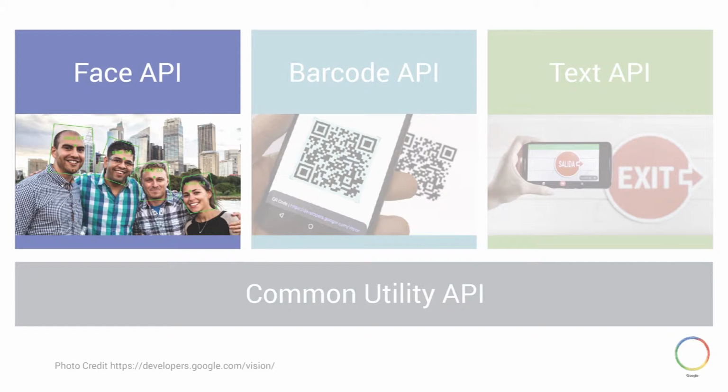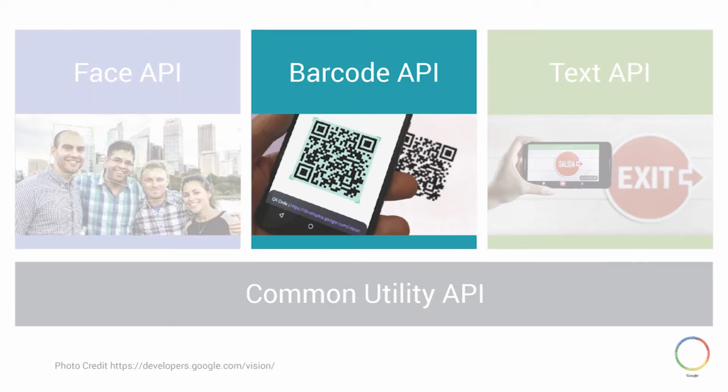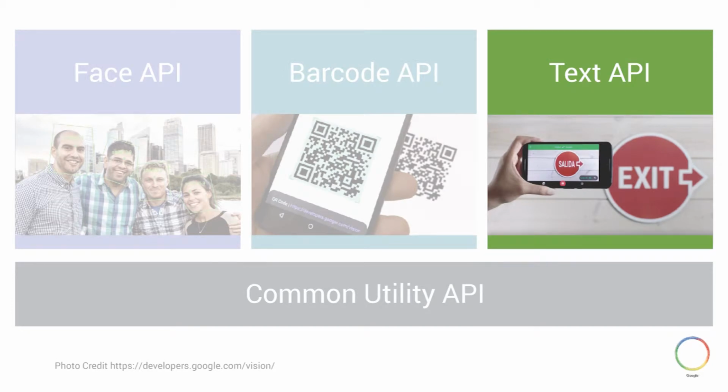Is the person smiling? The barcode API can decode 1D and 2D barcodes in multiple formats and any orientation at the same time. The text API can understand all the Latin-based languages. Once it understands the language, it can also report back about the structure of the text it has seen.